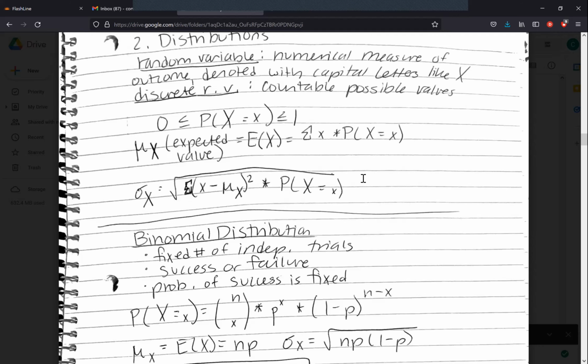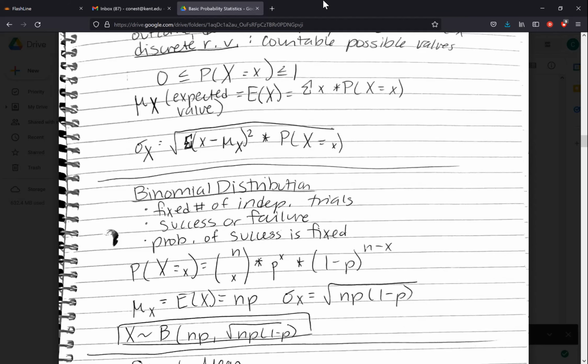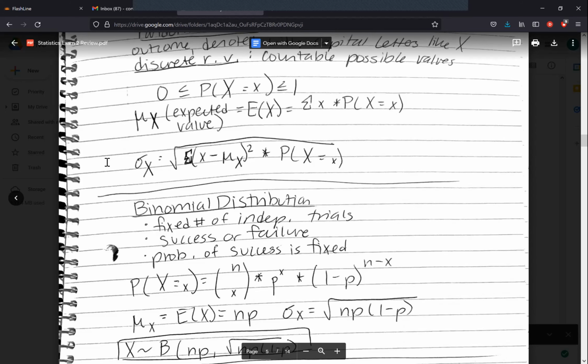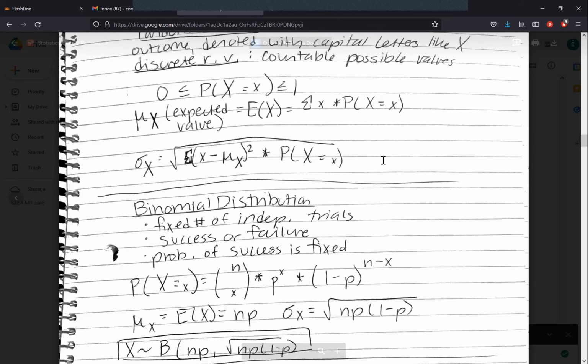The mean of capital X, also called the expected value, is the sum of the possible values times their probabilities. And the standard deviation of the discrete random variable X is the value minus the expected value squared times the probability, all summed together, and then you take the square root. And if you want the variance, you just square that.